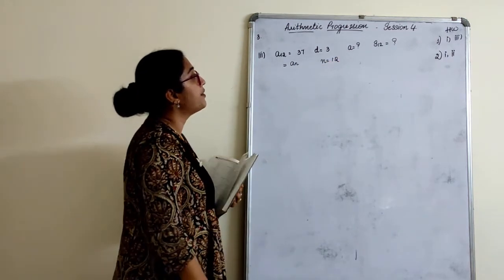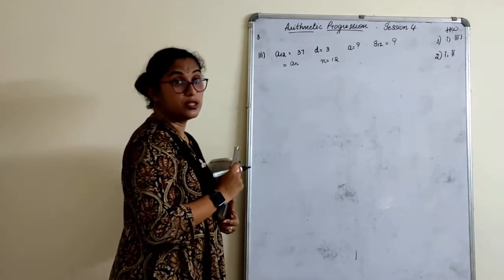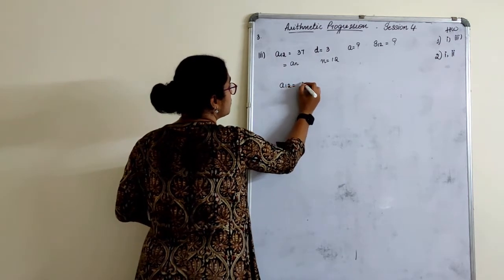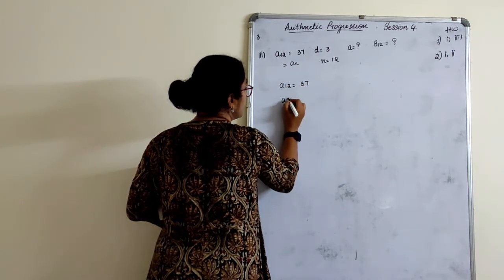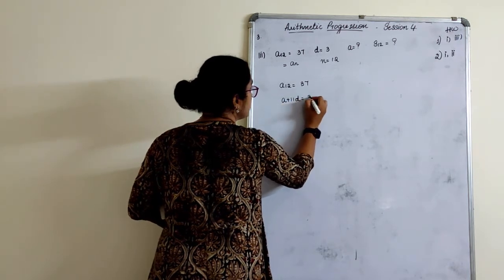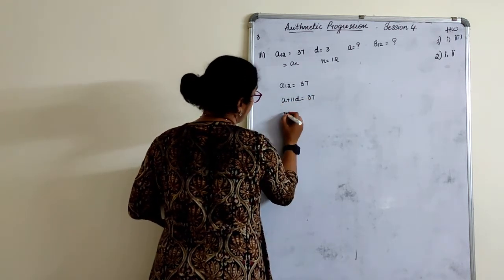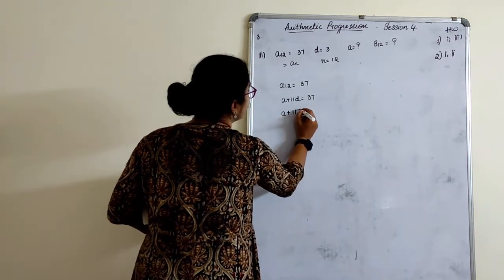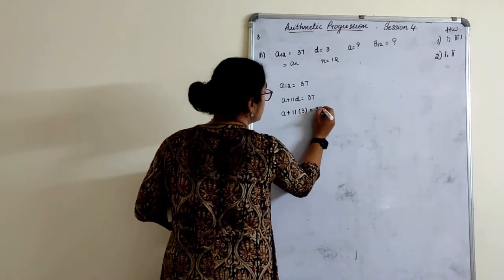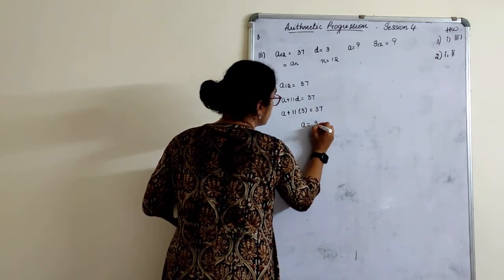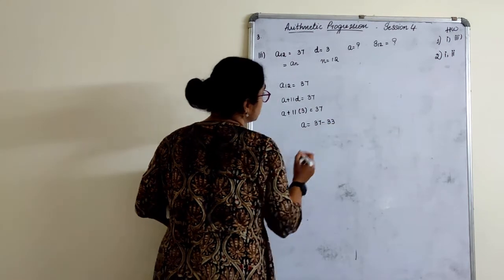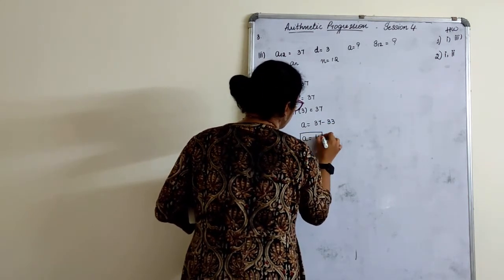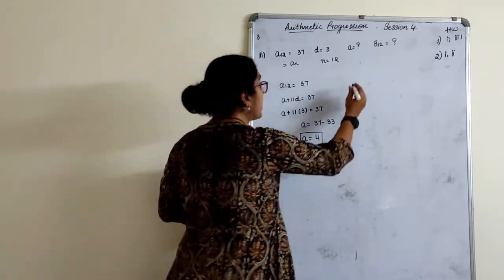Now first of all we have to find A. Two unknowns we cannot find together. How do we find? Take this. A12 is equal to 37. A plus 11D is equal to 37, where A we have to find. So A plus 11 into 3 is equal to 37. A is equal to 37 minus 33. A is equal to 4. Okay, now A is done.